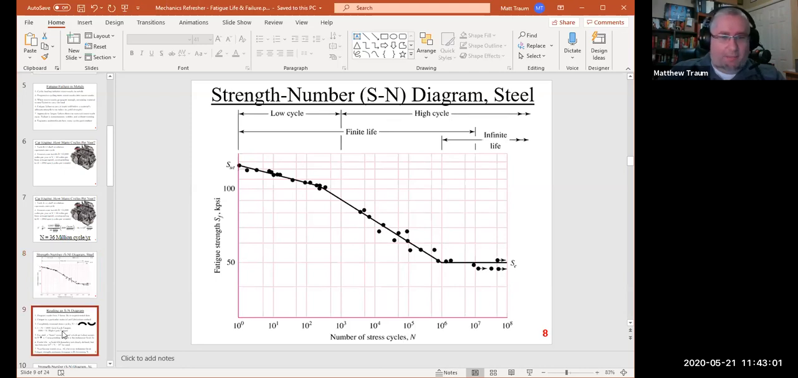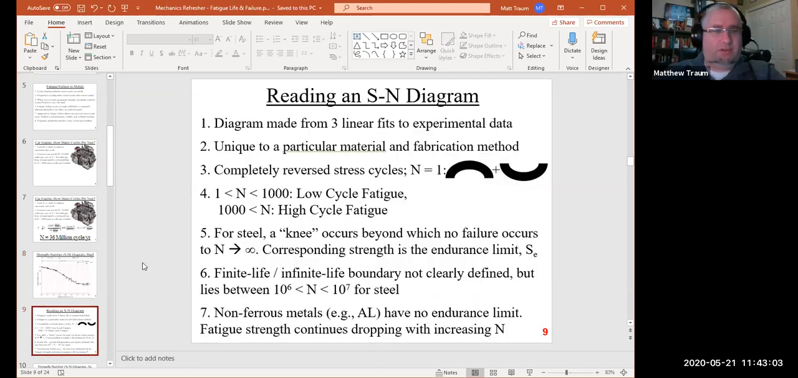So anyway, how did they generate that curve? Well, what was the experiment? So they ran the experiment. As I mentioned, it's a diagram made up of basically 3 linear fits to experimental data, which I'll talk about in a second. And it's unique to a particular metal and a particular fabrication method. This is also important, and I'll talk about this again in a second. So we have to have completely reversed stress cycles. That's another thing. And what is a completely reversed stress cycle?